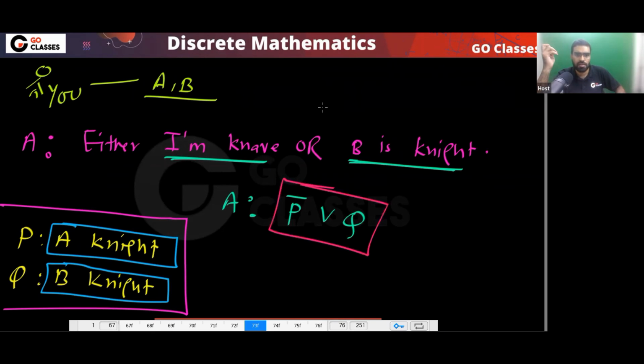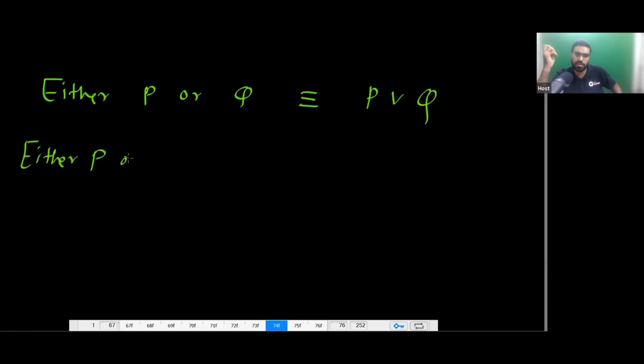Suraj is asking, should we consider it inclusive or? Suraj, did you watch the lecture? I told you that if you have this statement, either P or Q, that is P or Q. And if you have this statement, either P or Q, but not both, this is exclusive or.